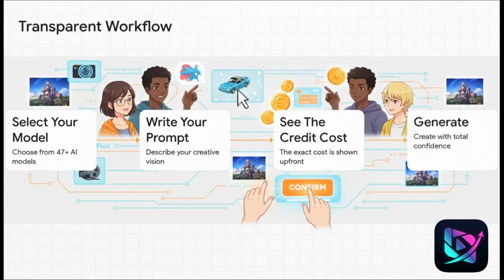And check out just how simple this workflow is. First, you pick your model, say Flux for an awesome image or Veo for a video. Then you write your prompt, and bam, right there, before you even think about hitting generate, the interface shows you the precise credit cost. You know exactly what you're spending every single time, so you can create with total confidence.